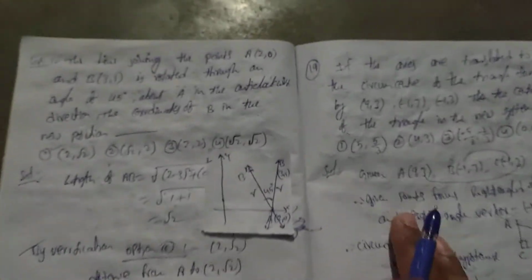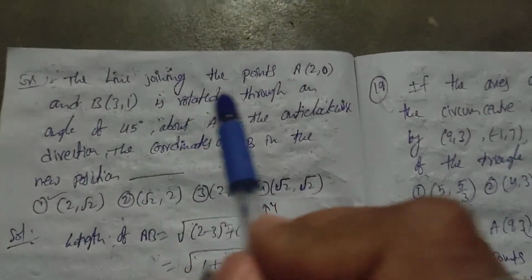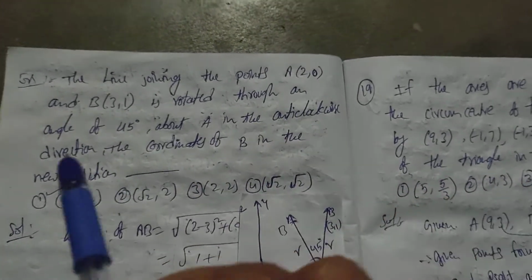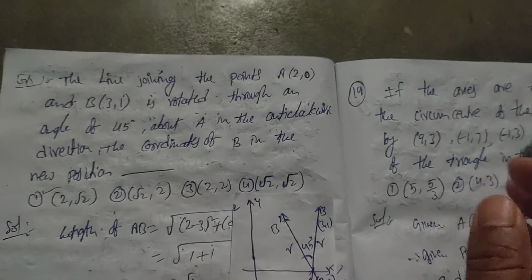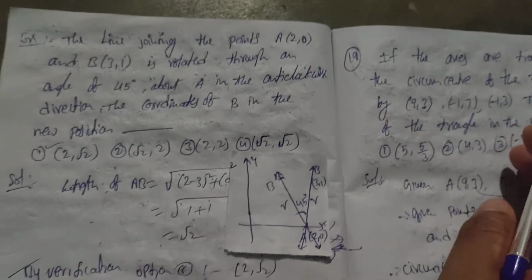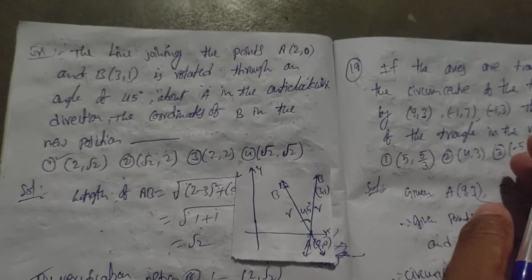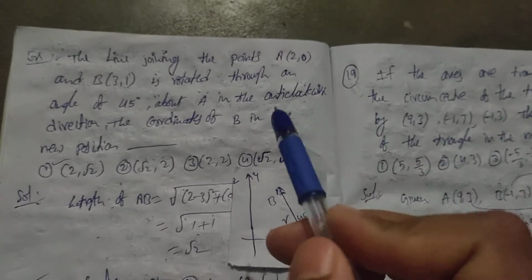Okay, so based on that, some questions if you see: the line joining the points A(2, 0) and B(3, 1) is rotated through an angle of 45 degrees in the anti-clockwise direction. The coordinates of B in the new position is?